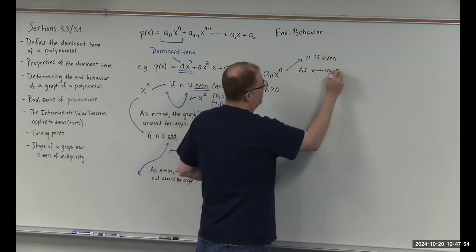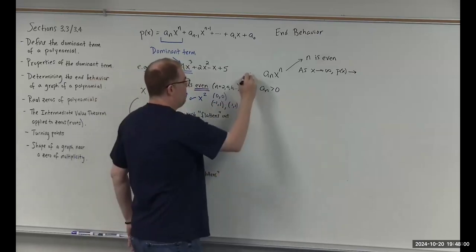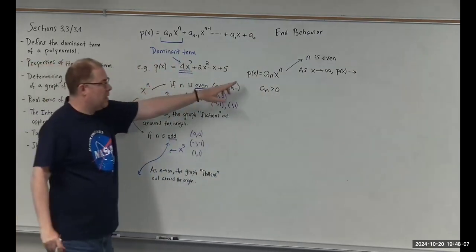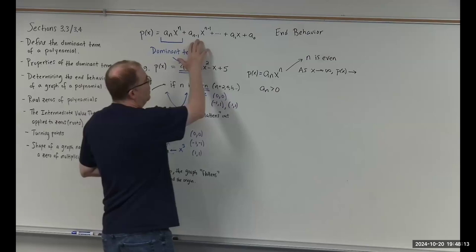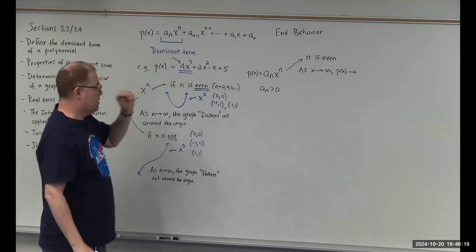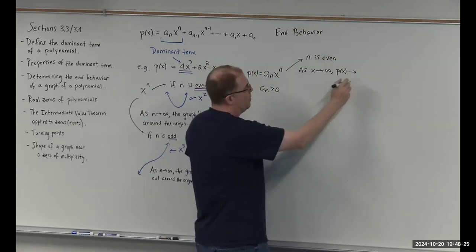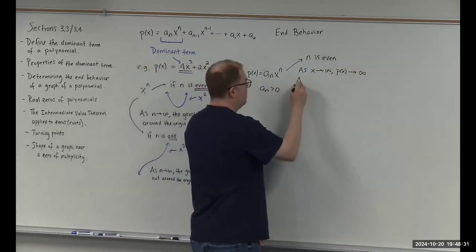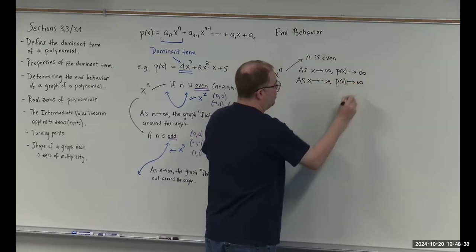as x approaches infinity, the y values, which I'm going to call p of x here, it doesn't matter, the other terms won't affect this. I'm going to illustrate that with an example later. So as x goes to infinity, your p of x values are going to go to infinity. And as x goes to negative infinity, the y values also go to infinity.